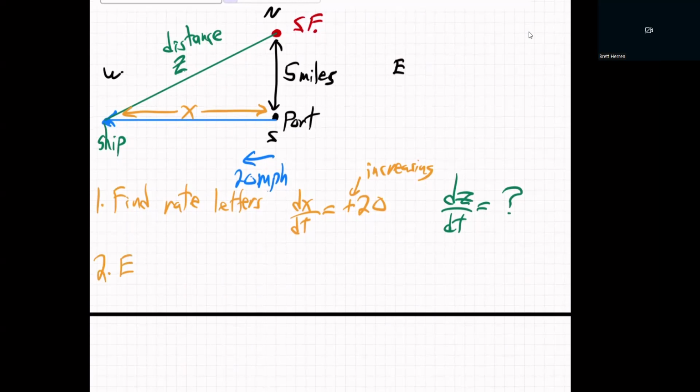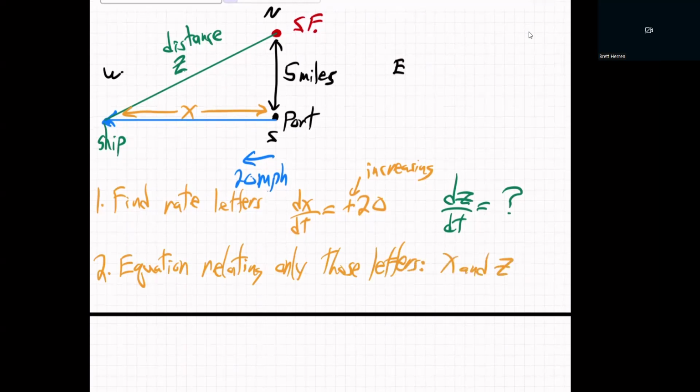And here's where we write our equation. This will be an equation relating, so related rates, relating only those letters. You can have numbers, but no other letters. Only those letters in this case. That would be X and Z, nothing else. Don't put any other letters in there. So what's that going to be? Well, that's easy, huh? 5 squared plus X squared is Z squared.